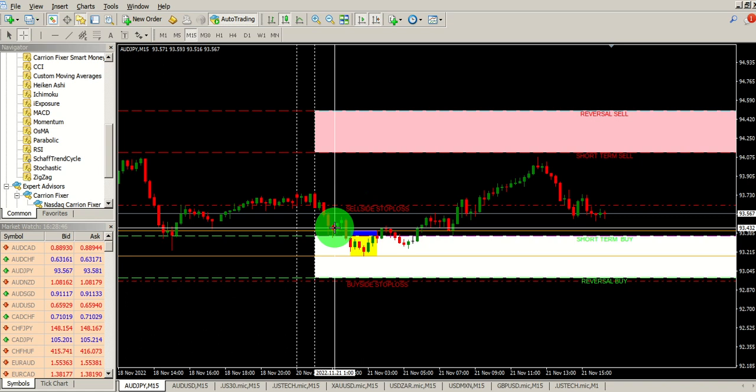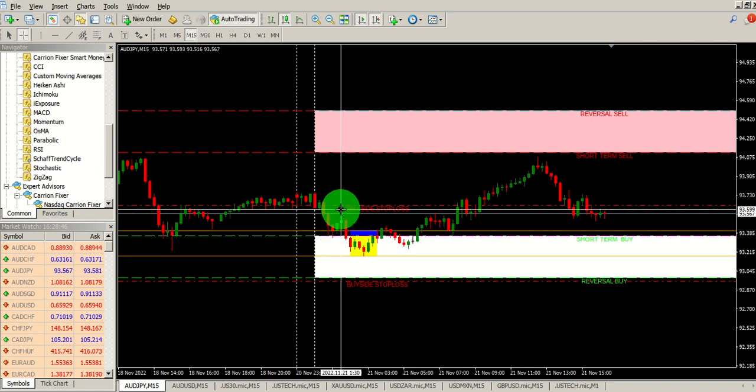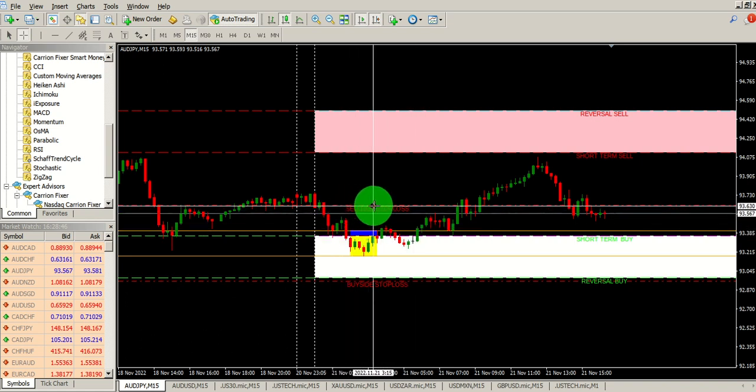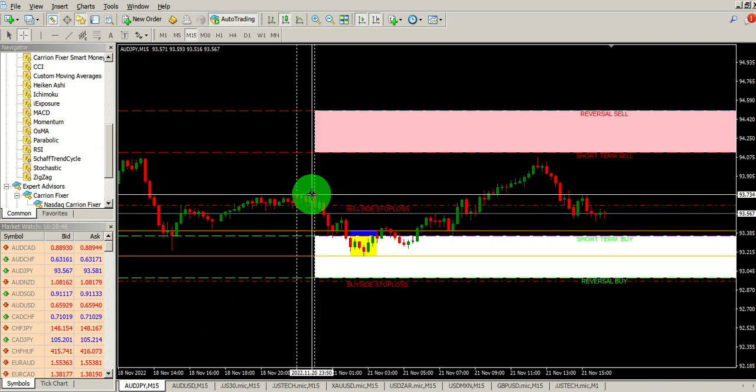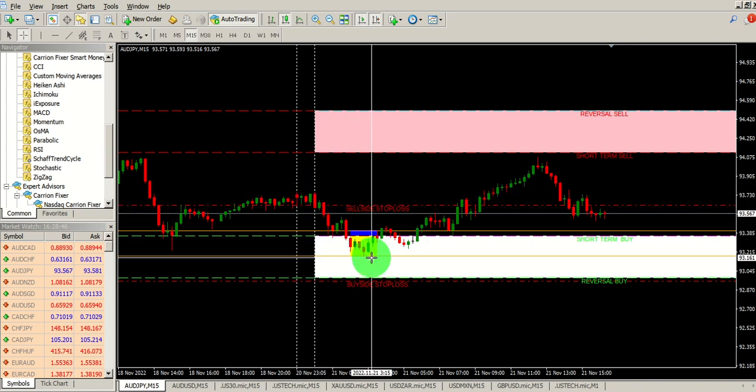If you look at this example of AUD JPY, it's for today. Today, at the start of the day, the market was selling.